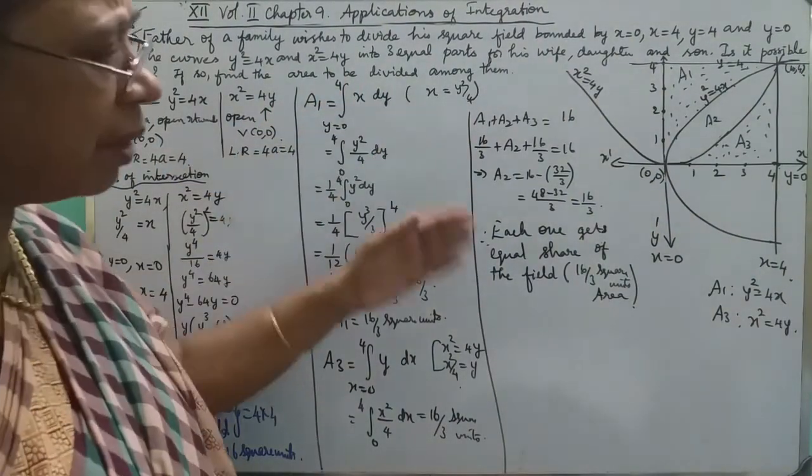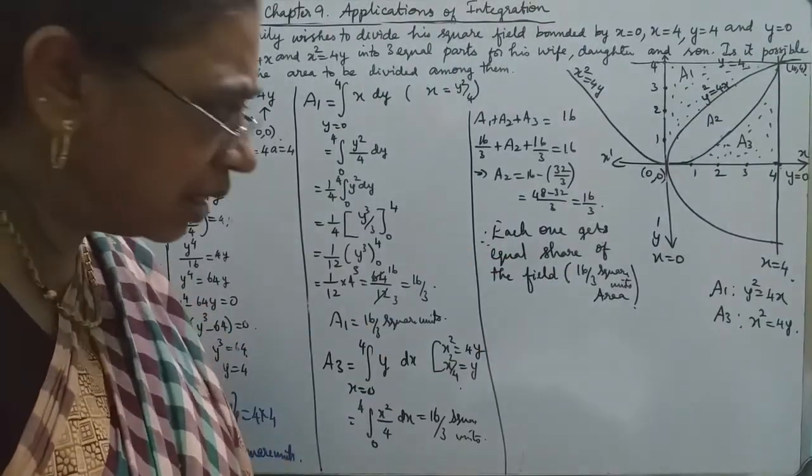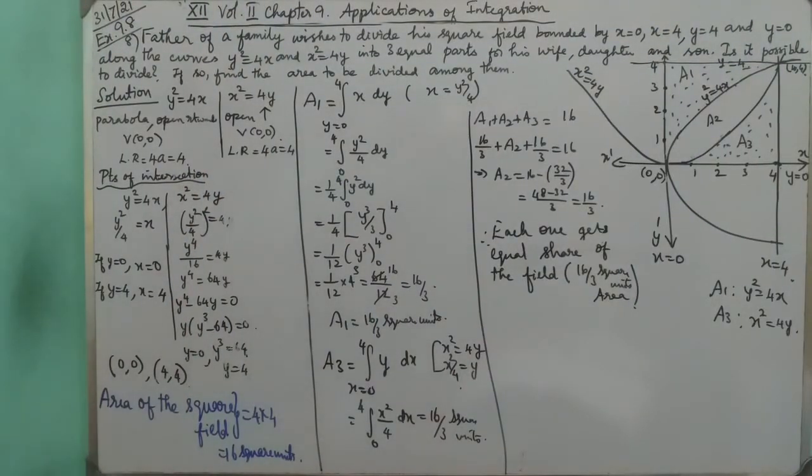So they are asking the same area, the same thing is 16 by 3 square units. Is it clear? Okay, bye.